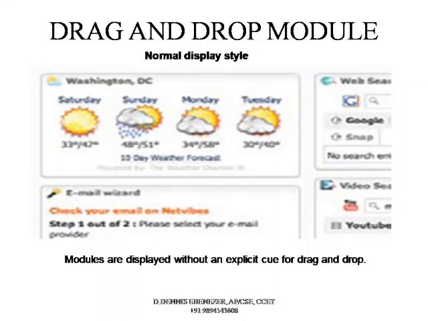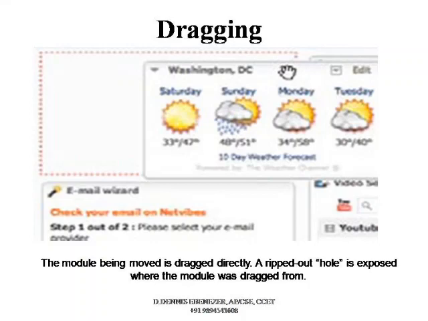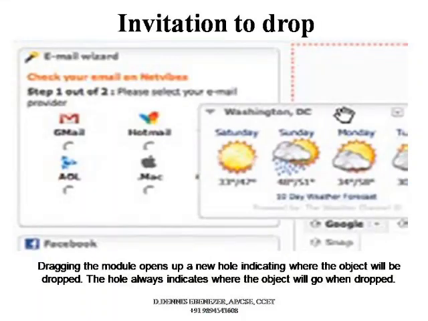When studying drag and drop, we have 4 parts where the drag and drop will actually work. The first one is normal style display, the second one is invitation to drag, the third one is actual dragging, and the fourth one is invitation to drop. Whatever drag and drop method we consider, these 4 points have to be kept in mind so that the drag and drop performs well for the user. This is for the developer's concern, not for the user's concern.